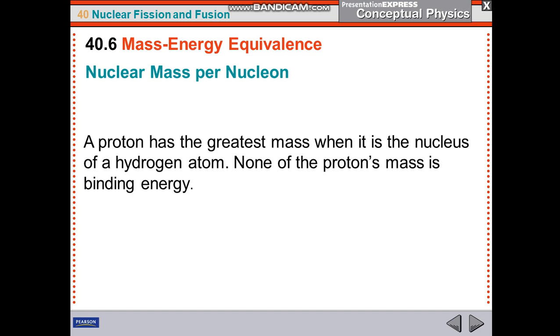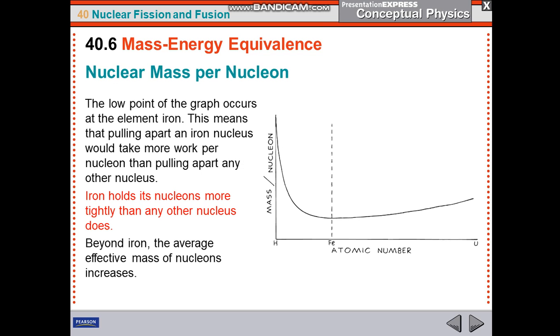A proton has the greatest mass when it is in the nucleus of a hydrogen atom. None of the proton's mass is binding energy. You can see the low point of the graph that occurs at the element iron. This means that pulling apart an iron nucleus would take more work per nucleon than pulling apart any other nucleus. So iron holds its nucleons more tightly than any other nucleus does.